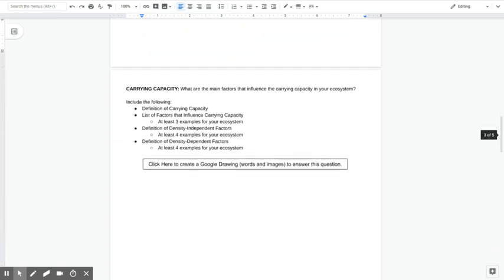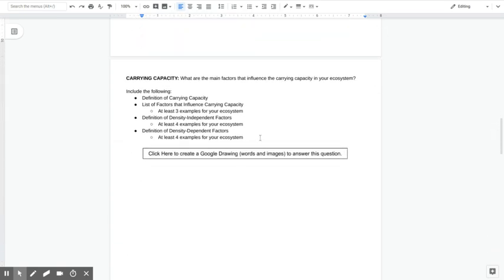The next little part is all about carrying capacity. What are the main factors that influence the carrying capacity of your ecosystem? First, you'll define what carrying capacity is and list some factors that influence that. And then you'll need to decide some examples of density independent factors and density dependent factors, 4 examples of each and a definition. So these are often confused.